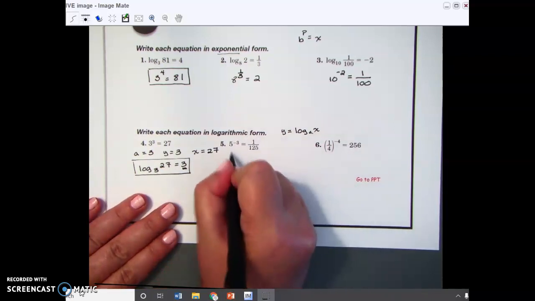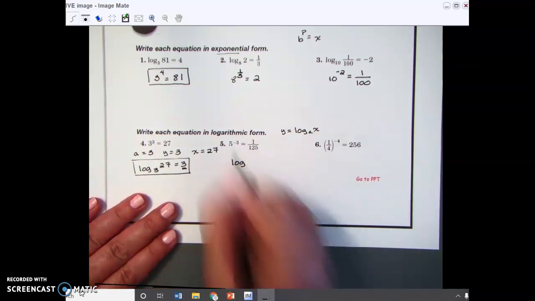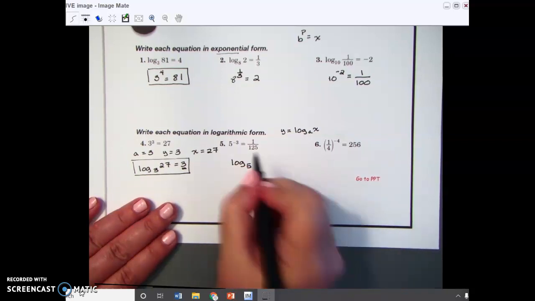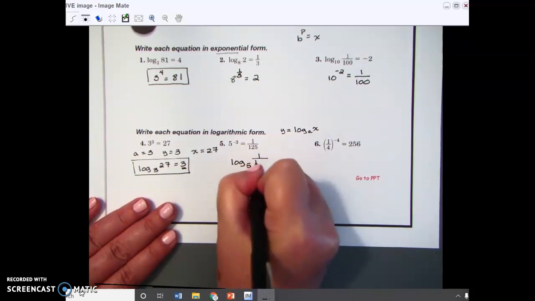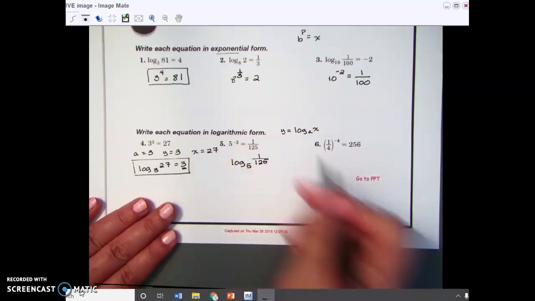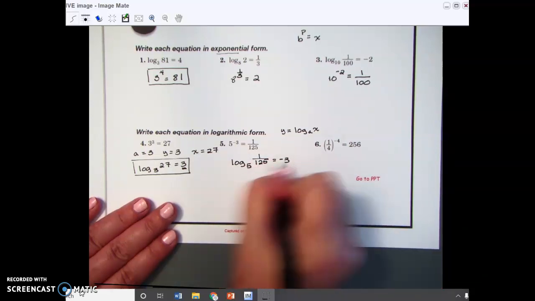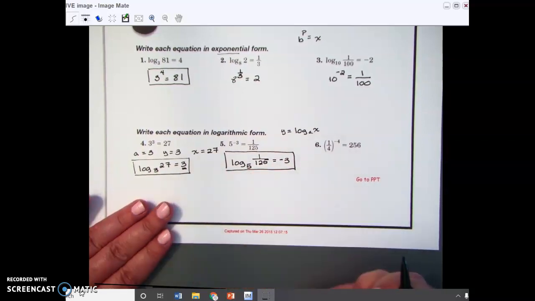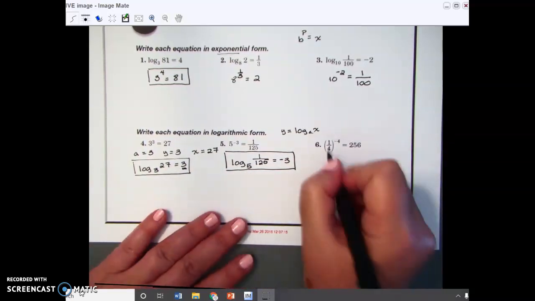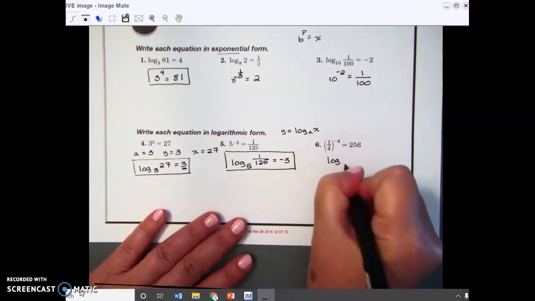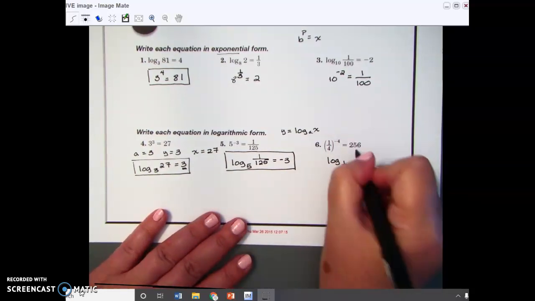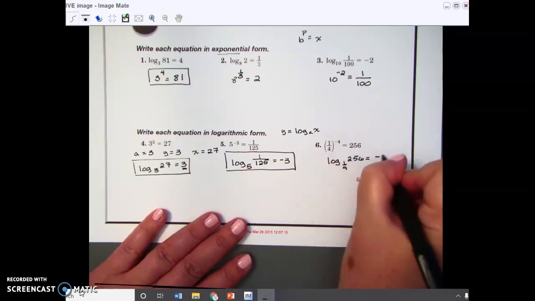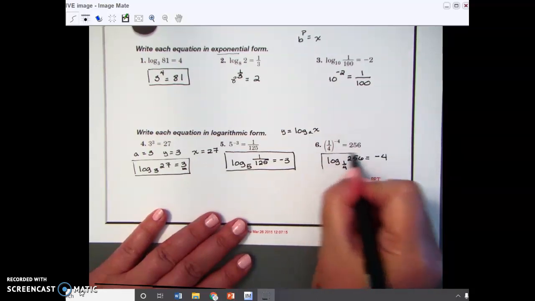So this is saying that I have the log. The base of my exponent is 5, so the base of my log is 5. My number is 1 over 125. That's what I want it to be equal to. And my exponent is -3. Remember, a log is always looking for an exponent. And for question number 6, we have the log base 1/4 of the number 256 is equal to the exponent, which is -4.